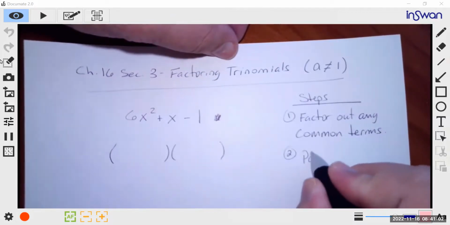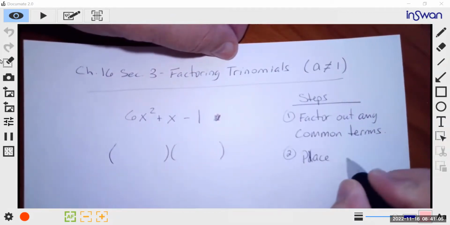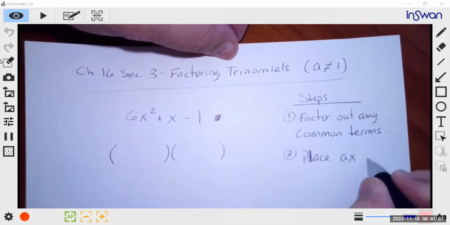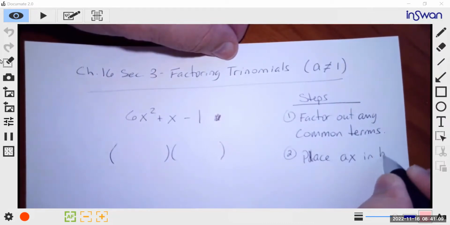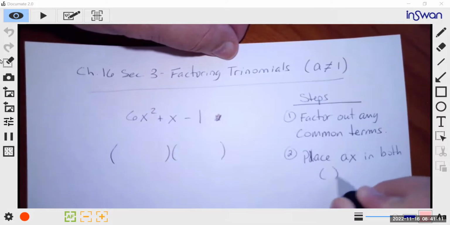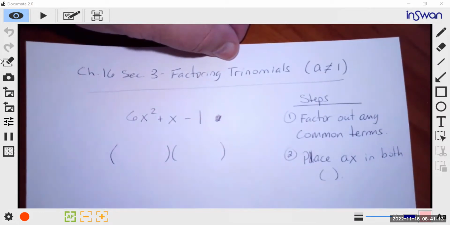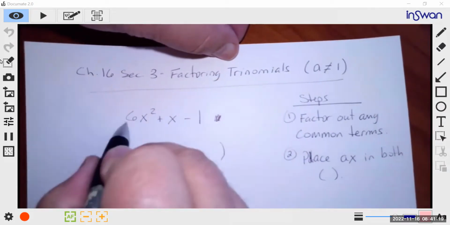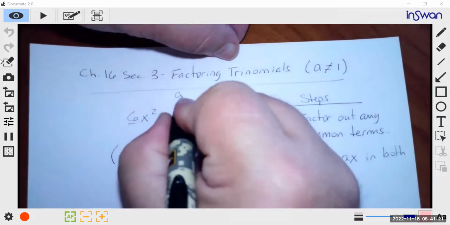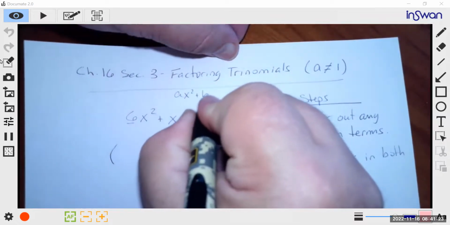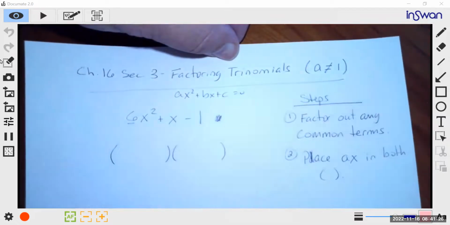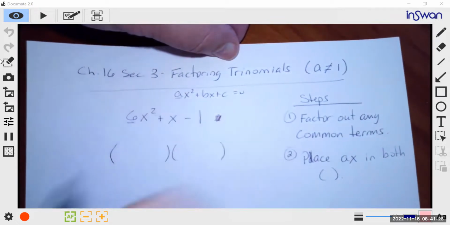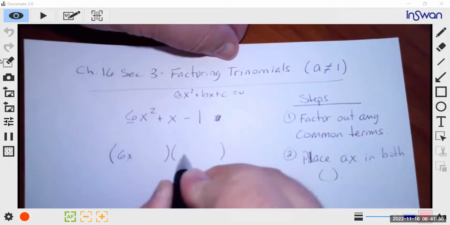Second, place AX in both parentheses. What does this mean? This is your A. Remember, your equation is AX squared plus BX plus C equals 0. A is whatever's in front of the letter. So I put 6X in both of these.